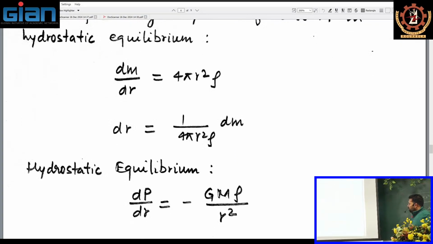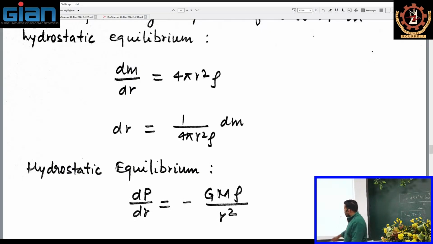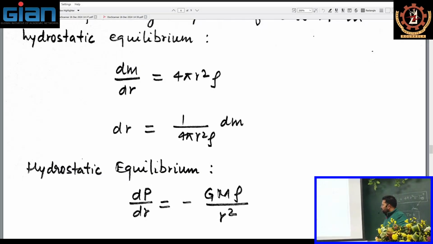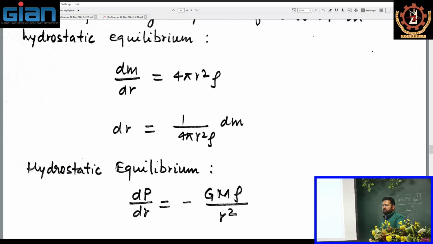Now, as I stated, since we are talking about a hydrostatic equilibrium configuration, the pressure gradient will be balanced by minus G m rho divided by r square. This is the standard hydrostatic equilibrium, written taking r as an independent variable. This is known as the Eulerian form. You can also write it taking m as an independent coordinate, which is the Lagrangian form.